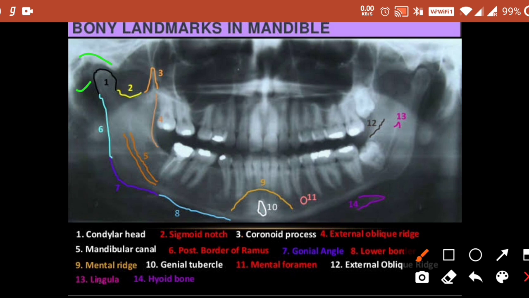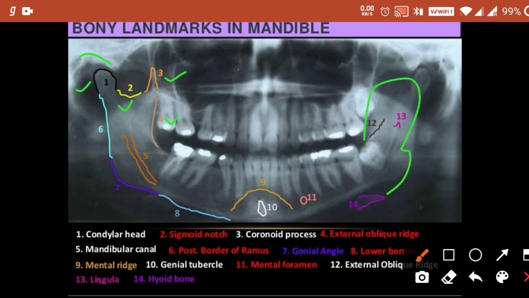Then the second is the sigmoid notch or coronoid notch. It appears as a radiolucent concavity located distal to the coronoid process on the superior border of the ramus. Then third is your coronoid process. On OPG, it appears as a triangular radio-opacity posterior to the maxillary tuberosity region. Then comes the external oblique ridge, which runs downward and anterior from the ramus of the mandible.